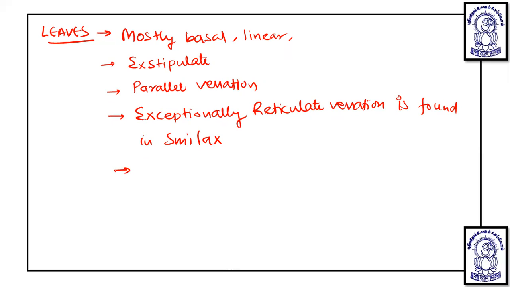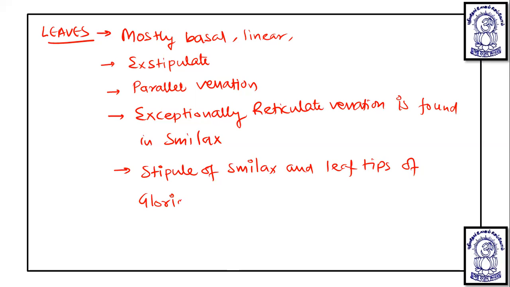And one more important feature for leaf is observed: the stipule of Smilax and the leaf tips of gloriosa are modified into tendrils. So this is the thing which is observed in case of the vegetative characters. Okay.